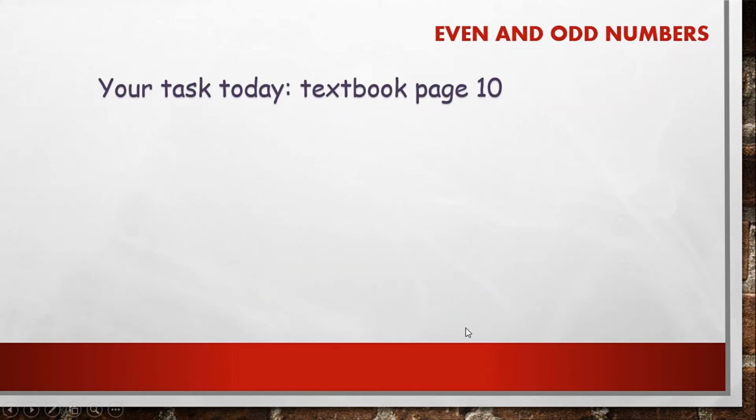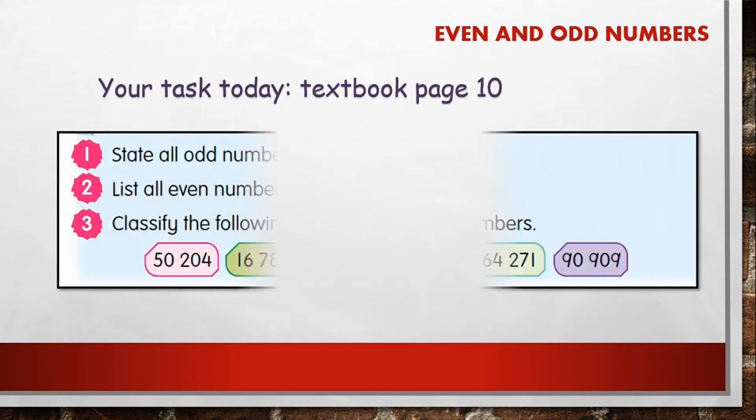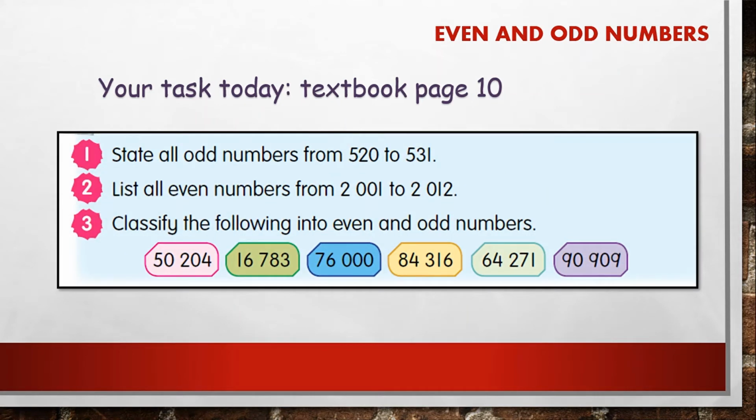Your task today, you can refer to textbook page 10 and your answers is here. Number 1, state all odd numbers from 520 to 530. Number 2, list all even numbers from 2001 to 2012. And number 3, classify the following into even and odd numbers.